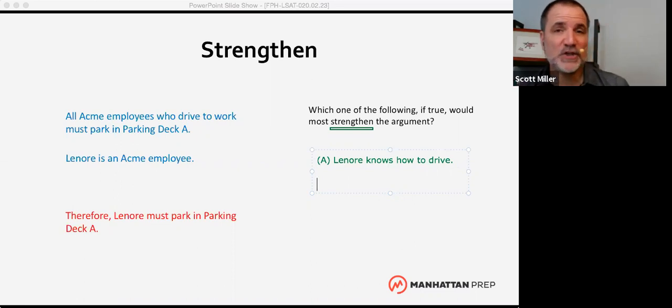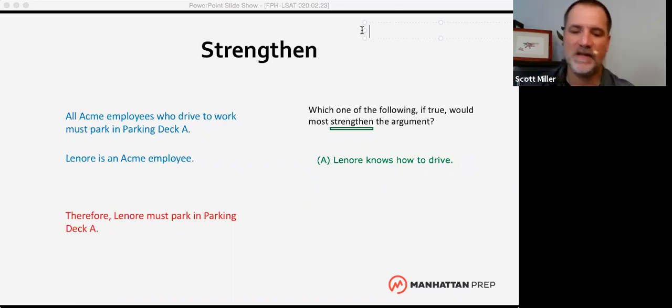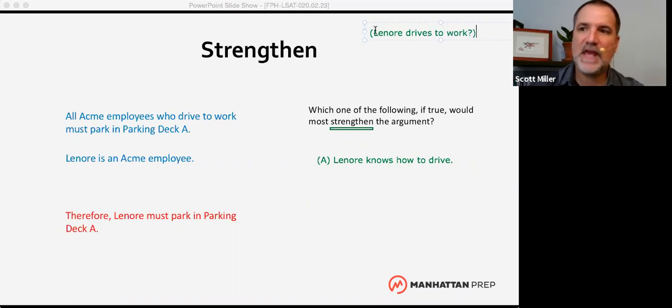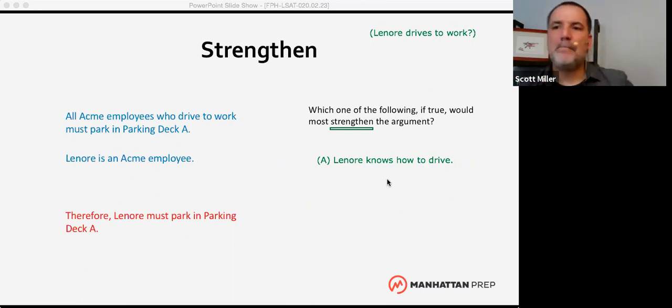It doesn't mean she does drive to work, but it makes it more likely that the assumption, remember our assumption hanging out up here, the thing that wasn't stated in the argument, Lenore drives to work, is really the case. We don't know. We weren't told that in the argument, but this makes it a little more likely that that's true. So for a strengthen question, this is a big thing to remember. It says, which of the following, if true? Nothing in our original argument tells us that Lenore knows how to drive, but it doesn't need to. We don't need any evidence over here that the answer choice is true. It's, if it is true, what impact does it have on the argument?